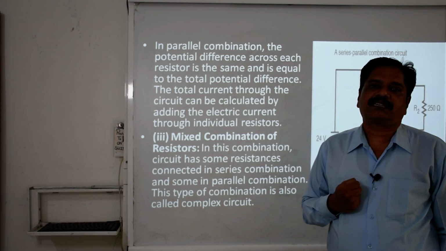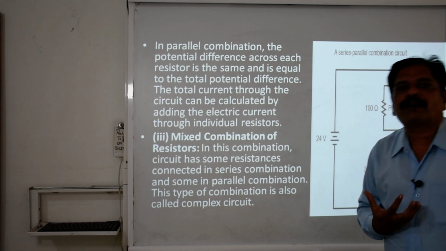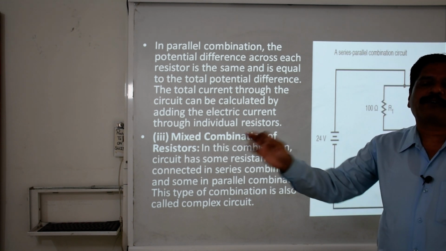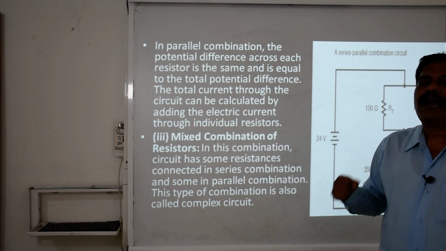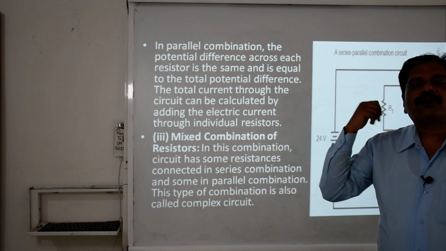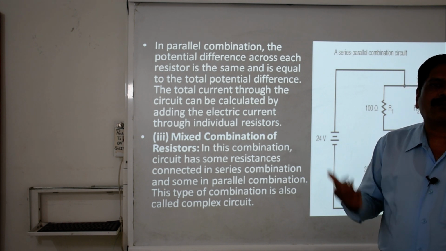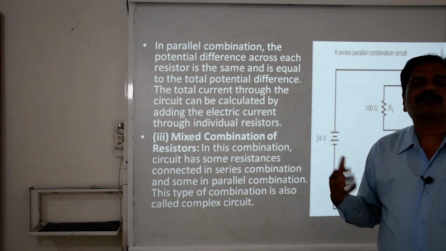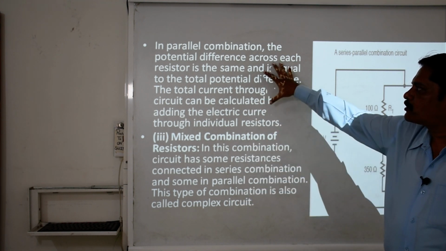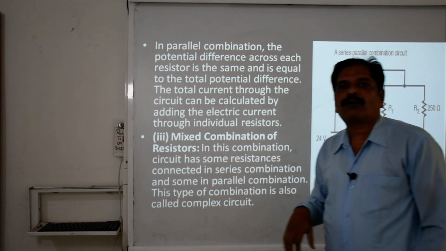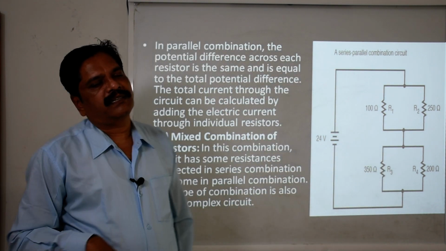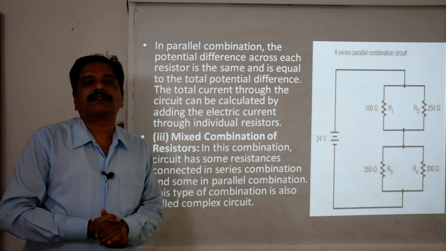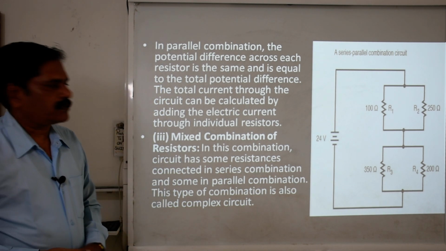This combination is also called a complex circuit. And what is the purpose of arranging like this? Just to obtain a suitable resistance for the circuit. And remember that all the devices at your home, the domestic circuit, are purely based on this parallel combination of the devices or resistors. Remember this, just to minimize the total resistance of the circuit.